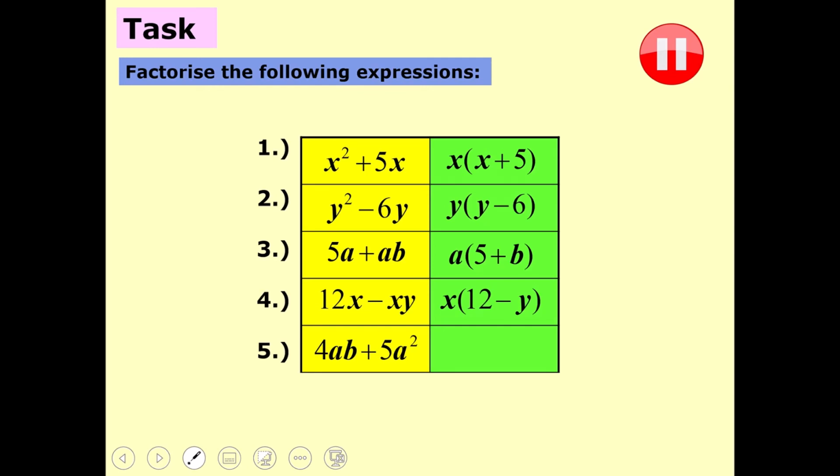And question 5, we've got 4ab plus 5a squared. So this is sort of combining those 2 examples together in this question. So our common factor is a, so we need a times 4b to give us 4ab, and then a times 5a to give us 5a squared. Really well done if you got that last question in particular.